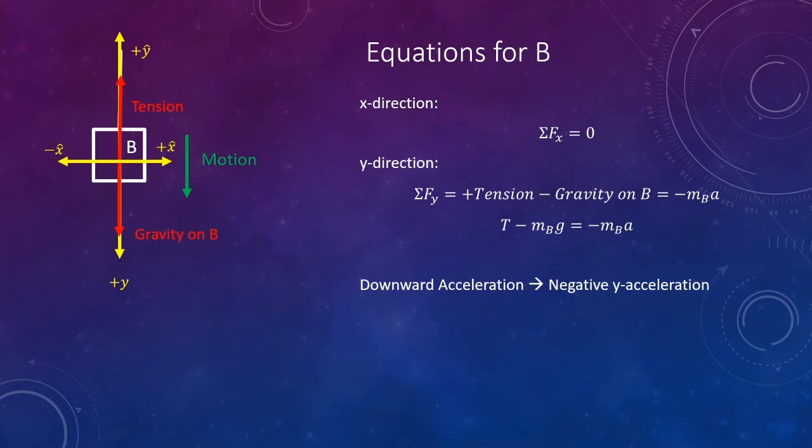This is very important because we're linking the magnitude of the acceleration for block B to block A. And so in order for the magnitudes of the accelerations to be consistent, we have to be mindful of the sign. So since our acceleration is downward, it's going to be in the minus y direction. We need to attach that negative sign to the acceleration.